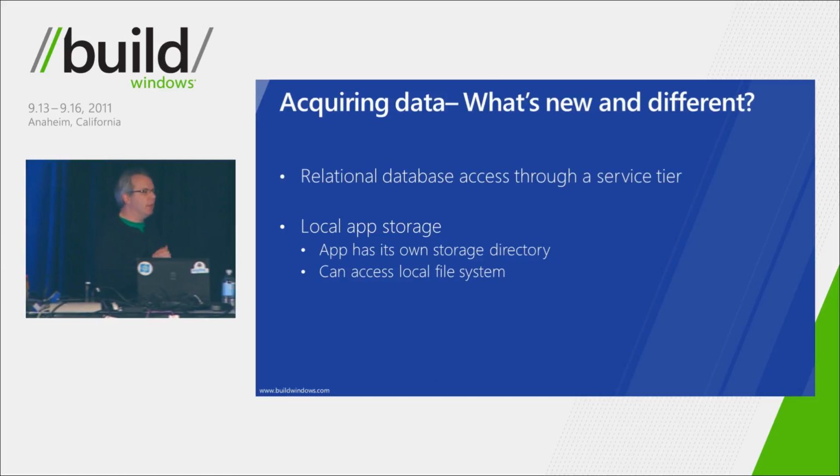So these are some of the things you've got to think about in acquiring data. If you're pulling data from the cloud, I would say rule number one is, put a service tier in front of your data and access that service tier, and there are lots of benefits from that. Rule number two, for local app storage, just think about serializing and deserializing data. It's very, very simple to do.